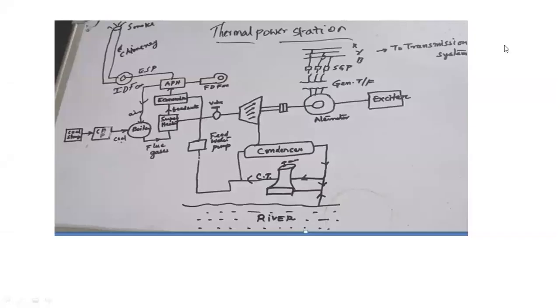Good afternoon, viewers. We have discussed earlier the layout of a thermal power station. In the layout, you can see coal. What is coal? The coal is required for the plant, which is situated about 1 to 1.5 kilometers away from the boiler. So how to transport this coal?